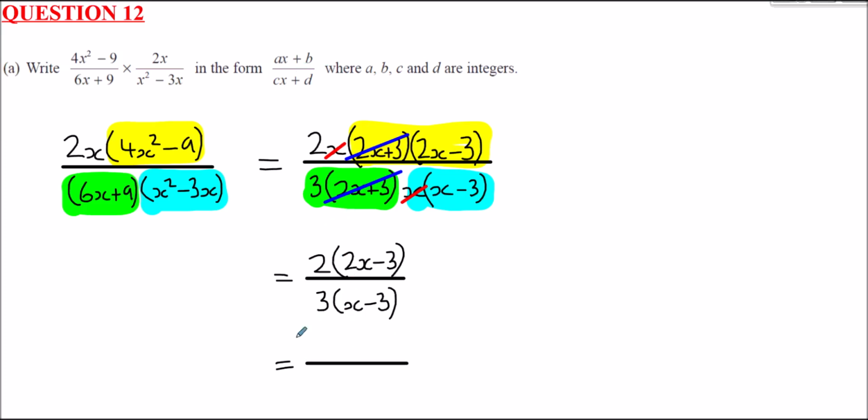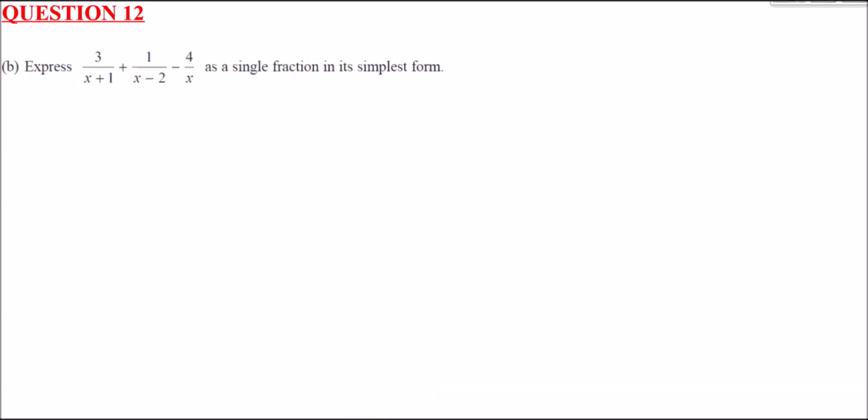So 2 multiplied by 2x gives us 4x, and 2 multiplied by minus 3 gives us minus 6. And finally on the bottom, 3 times x is 3x, and 3 multiplied by minus 3 gives us minus 9. And then we're done for part A at least. Let's have a look at part B now. Part B, we've got 3 different algebraic fractions, and we need to express it as a single fraction in its simplest form. So what we need to do here is aim for a common denominator.